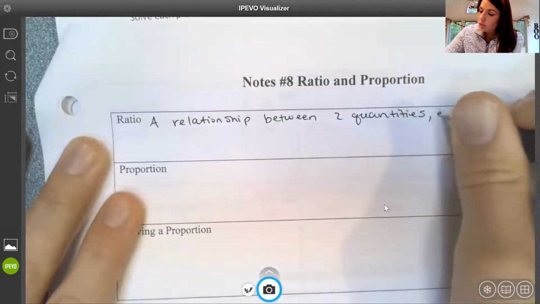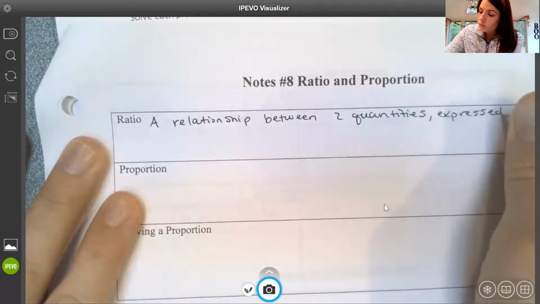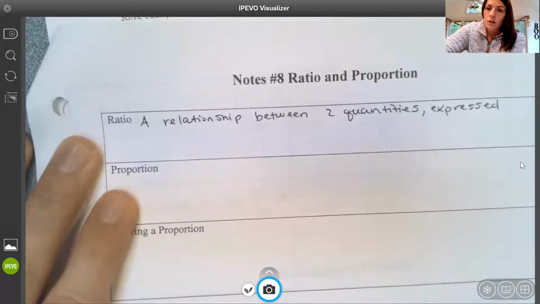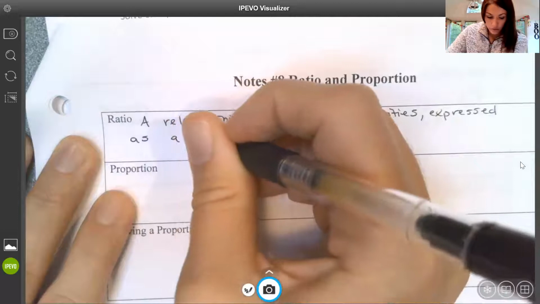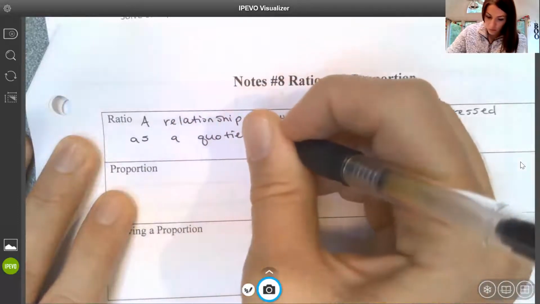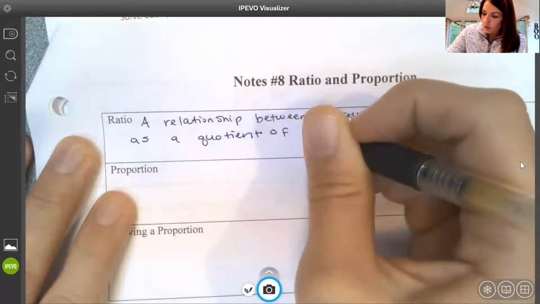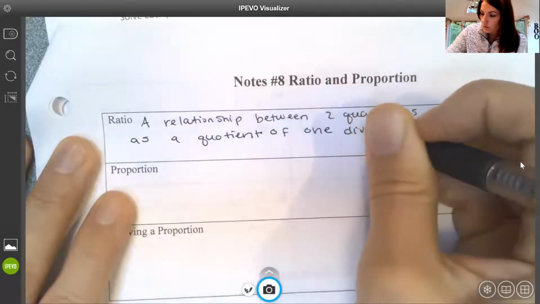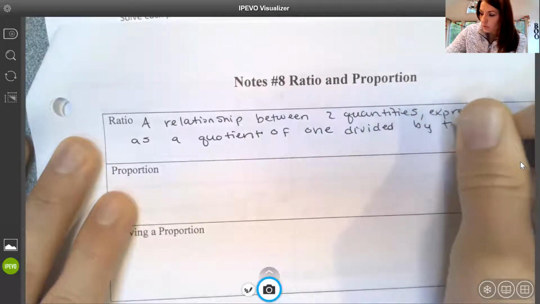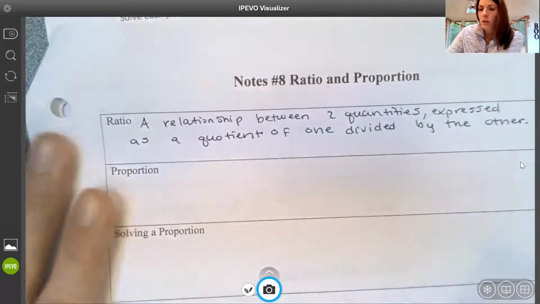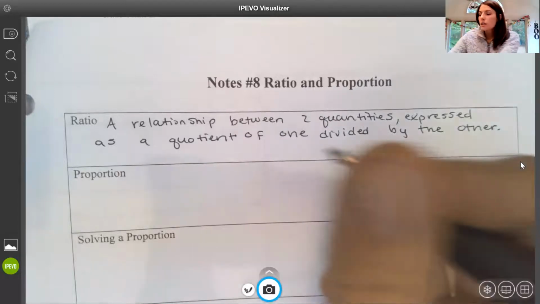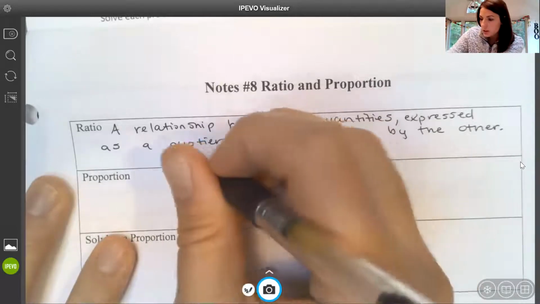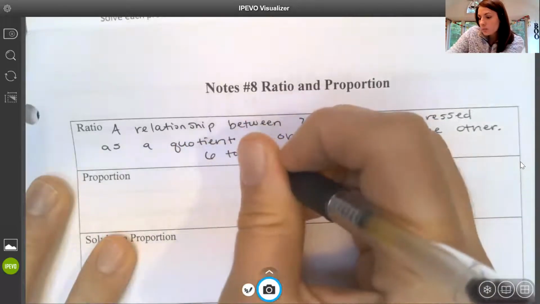This is normally expressed as a quotient, of one divided by the other. For example, if I had a box and it contained 6 red marbles and 4 blue marbles, then I could say the ratio of red to blue marbles is 6 to 4.